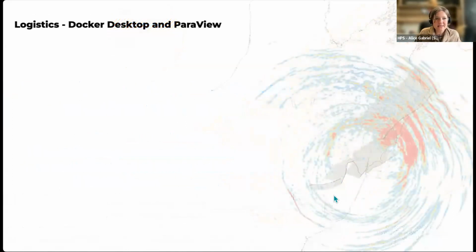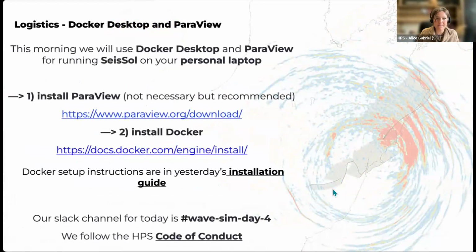A few words on the logistics. As I said, in the morning session, we were using Docker Desktop and ParaView. So this is the part where I explain again how you can prepare if you want to work along with us. Install ParaView, it's not necessary, but recommended. Here's the link to download it. Install Docker if you haven't done so before, and the other days, now is the time to do so. There are some really nice details about how to set up Docker in yesterday's installation guide. I'm linking that here again. And our Slack channel for today, I think most of you found it by now, is WaveSim Day 4. Any questions for that part?